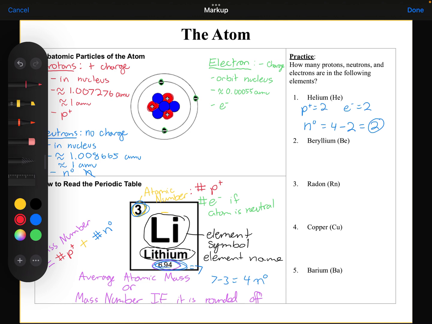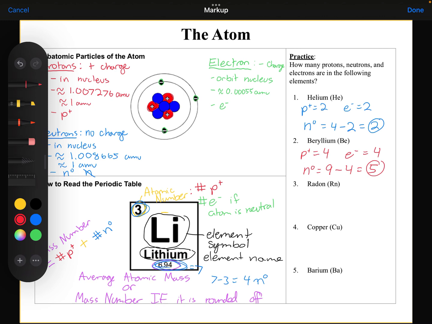Let's take our next element, beryllium. Beryllium is atomic number 4 on the periodic table, which tells us that beryllium has 4 protons and it has 4 electrons in neutral state. The number on the bottom of beryllium's box is roughly 9.01. So to calculate neutrons, I'm going to take that bottom number, round it off to the nearest whole. I'm going to subtract out the top number, 4, and that's going to give me 5 neutrons overall.